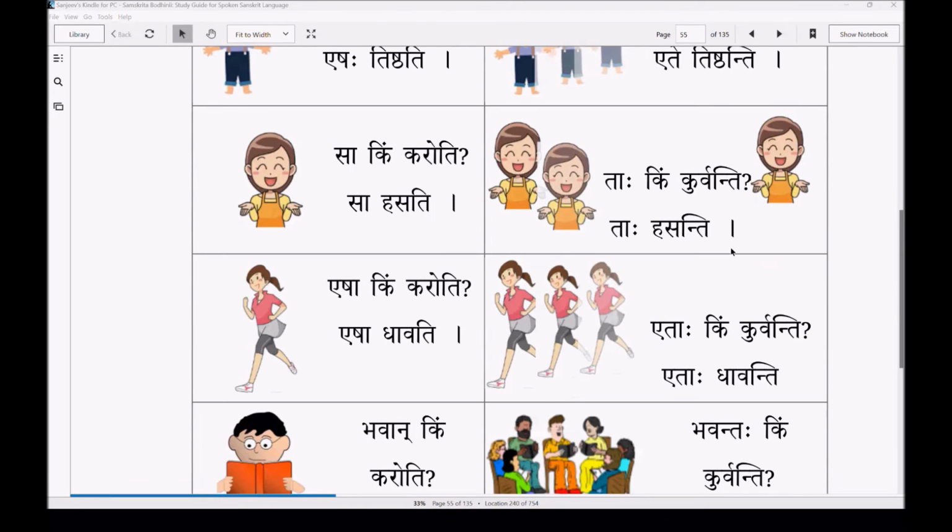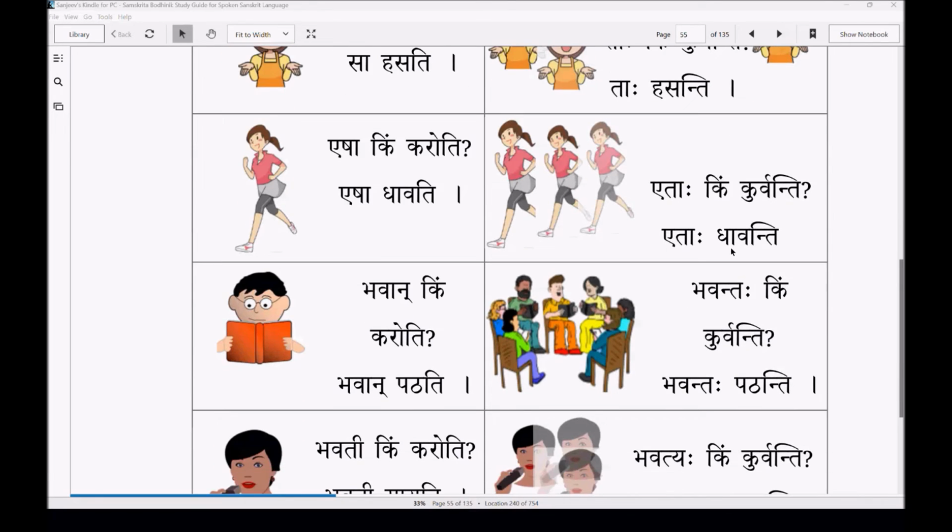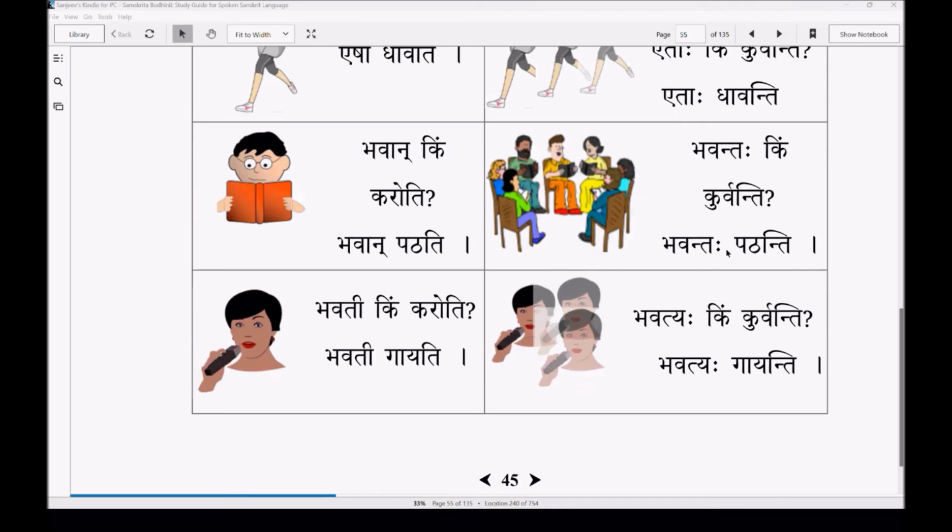Hasatu, hasantu. Tah hasantu: let them, which are female here, tah means a group of girls, let them smile, okay? Or laugh, actually. Then esha dhavati, esha dhavatu, let her run. Etaha dhavanti, etaha dhavantu, let them run.